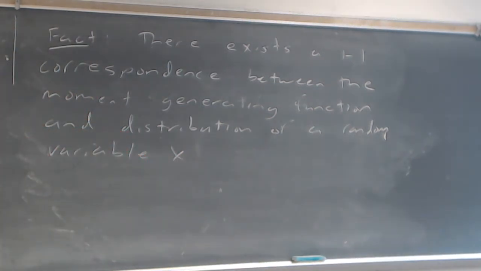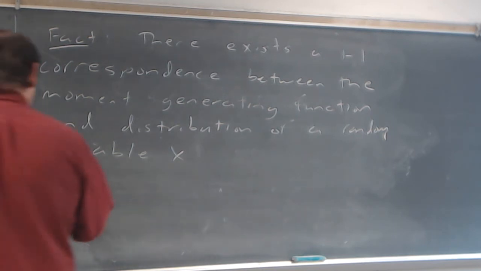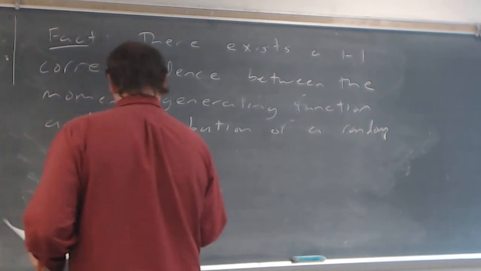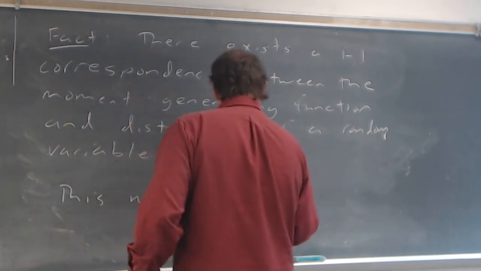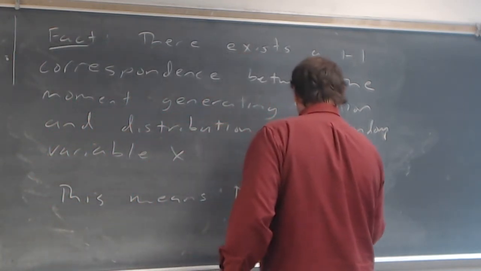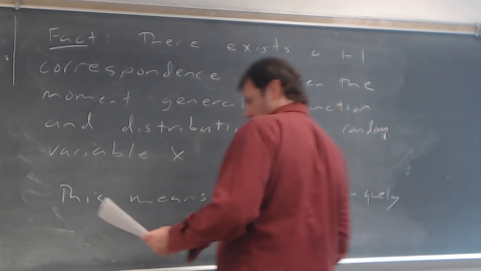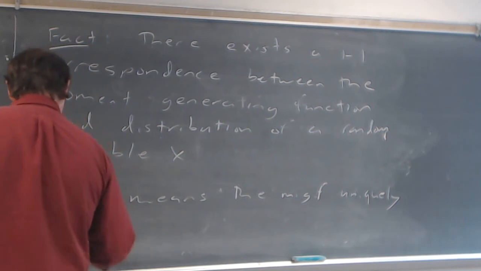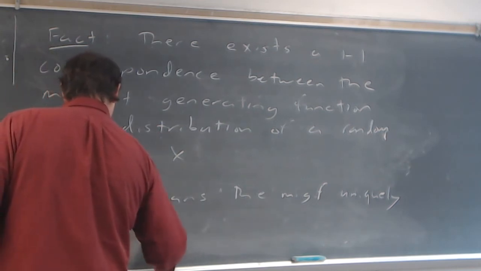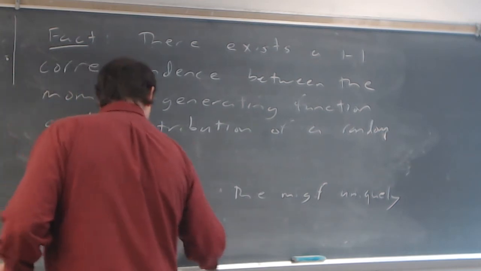So what this is saying is, if you know what the moment generating function is, you see it, that goes to a particular type of random variable. And let me write this down. This means the moment generating function uniquely classifies the random variable type.